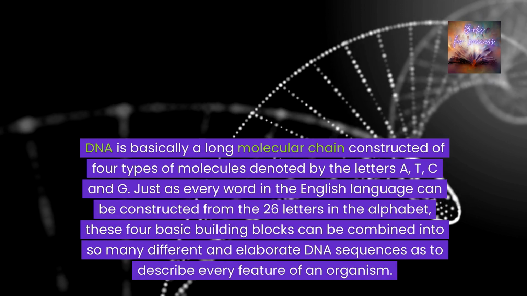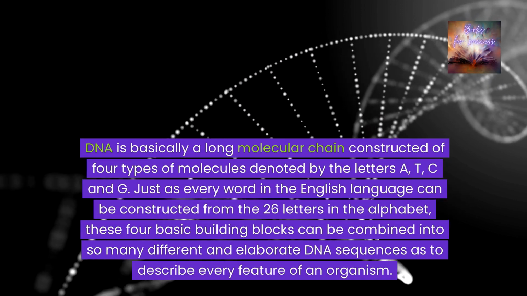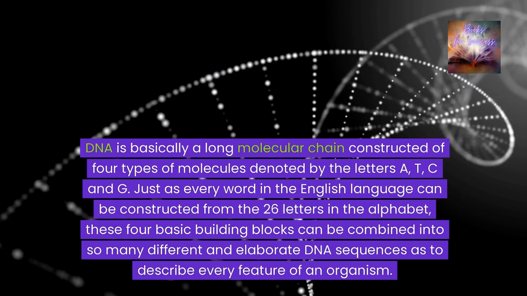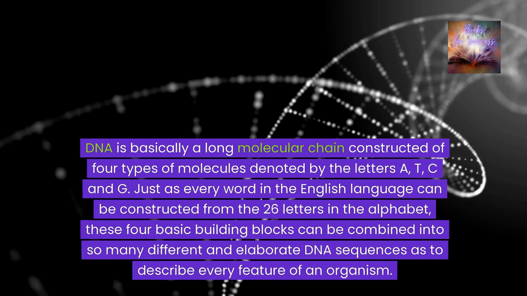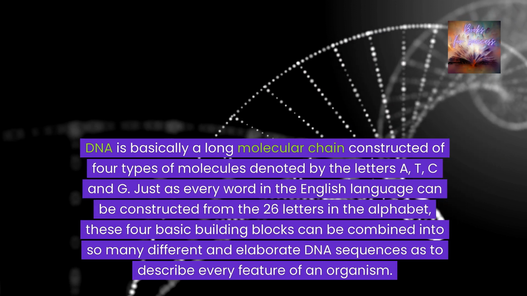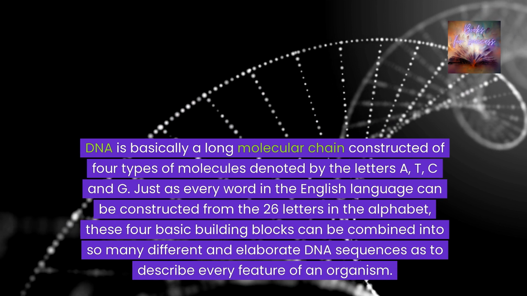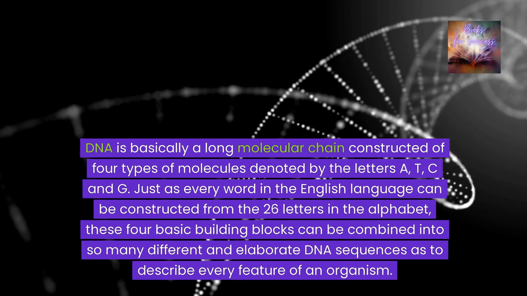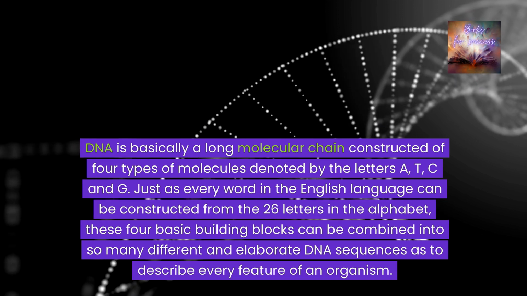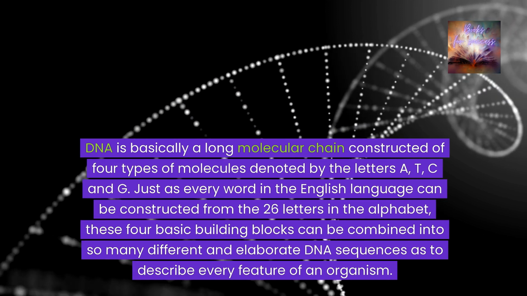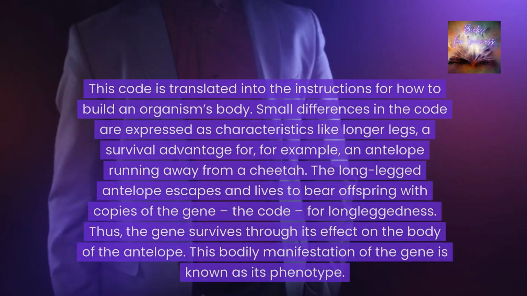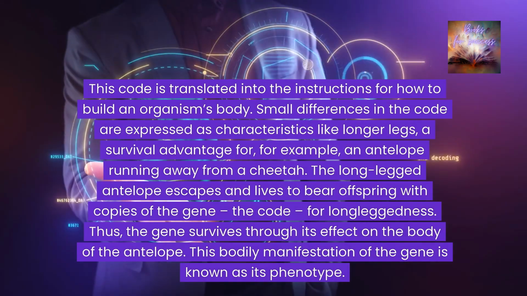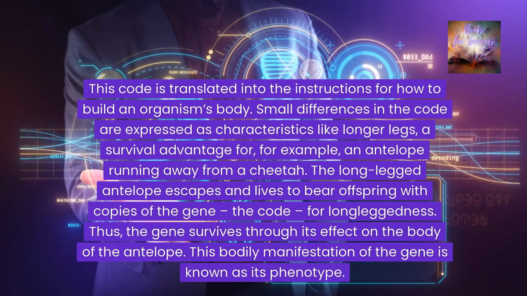DNA is basically a long molecular chain constructed of 4 types of molecules denoted by the letters A, T, C and G, just as every word in the English language can be constructed from the 26 letters in the alphabet. These 4 basic building blocks can be combined into so many different and elaborate DNA sequences as to describe every feature of an organism. This code is translated into the instructions for how to build an organism's body.